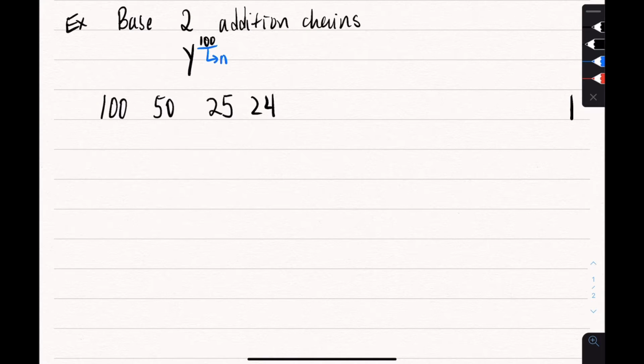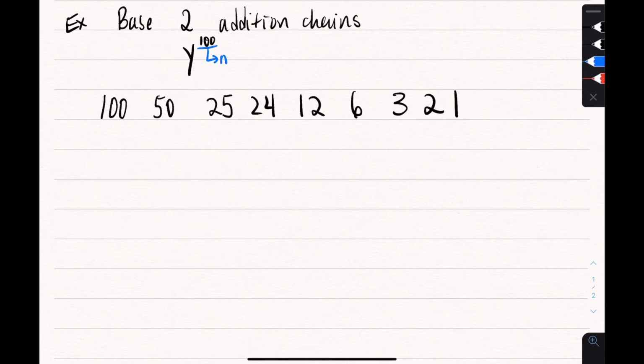All right, let's move on. Keep dividing by 2 until you can't anymore. All right, we stop. Now we got 3. The number closest to 3, which is divisible by 2, is 2 itself, and then we can just move 1 up here. This is the addition chain for base 2 of y to the power of 100.